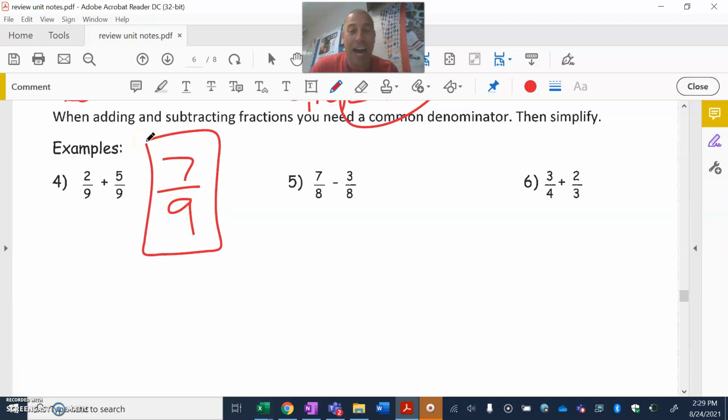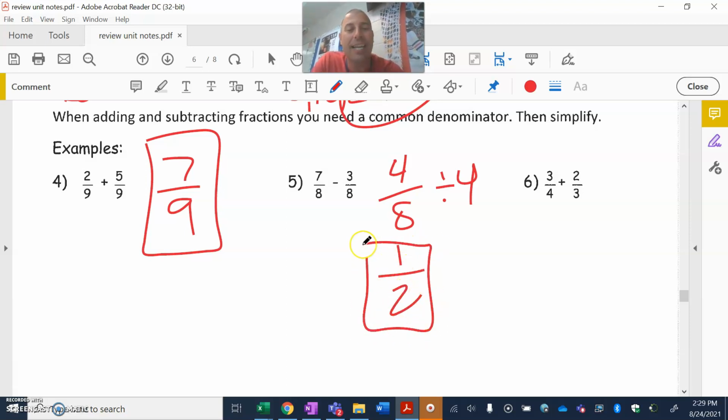Let's look at question number 5. Do you see it? Yes, a common denominator! Let's just subtract this time. 7 minus 3 is 4, and again, we keep the denominator along for the ride. Now, we do want to simplify. I didn't simplify in the previous problem because there was nothing to divide the 7 and the 9 by. But this one, there certainly is. I can divide them both by 4. So 4 divided by 4 is 1, 8 divided by 4 is 2. It's the same as a half.